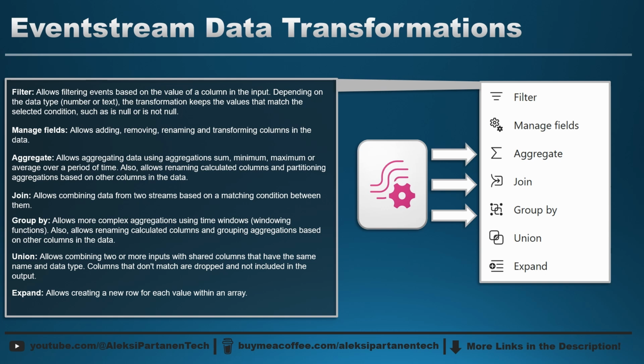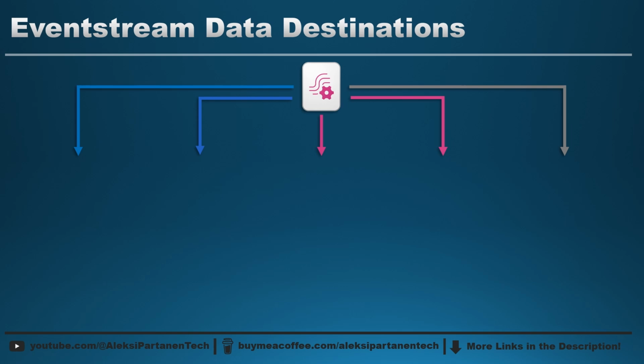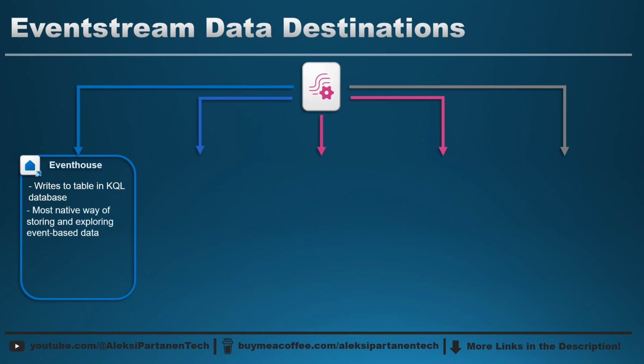Next, let's shift our focus to Eventstream data destinations and talk about those. Like with sources, we can have multiple different types of destinations, and we can also add multiple destinations to a single event stream. Firstly, we can of course write the data from Eventstream to Event House. That means basically writing data to a KQL database that is in that Event House. Event House/KQL database is the most native way of storing and exploring event-based data, and thus this is probably the go-to choice as the Eventstream destination for many.